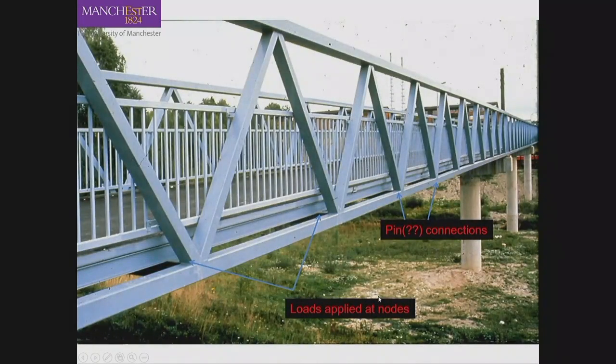So, as I was saying, this is hardly pin. You cannot notice any pin here. These are completely welded, those members, into the beams there. And we still assume these are the pin structure. And the load applied at the nodes, in some cases, yes, but not really, because sometimes this truss could take load from the in-between points as well.